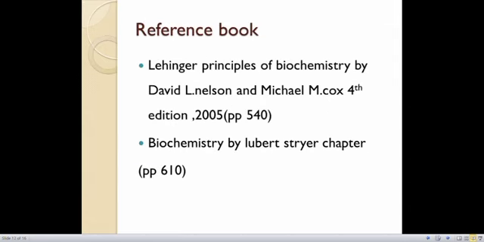Okay. Now I also have added some reference books for my audience. The first book is Lehninger Principles of Biochemistry by David L. Nelson and Michael M. Cox, which the edition is 4th edition 2005, page number 540. Okay, the second book is Biochemistry by Lubert Stryer, page number 610.